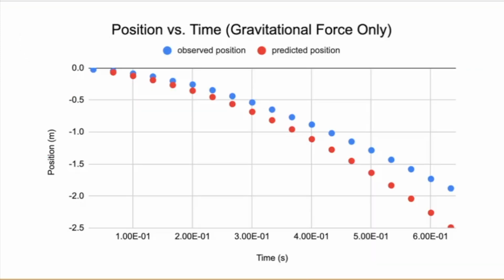Here's the position versus time graph with only the gravitational force. Note that the slope of the predicted graph has a greater rate of change, meaning we are assuming there is no air resistance acting against our direction of motion.